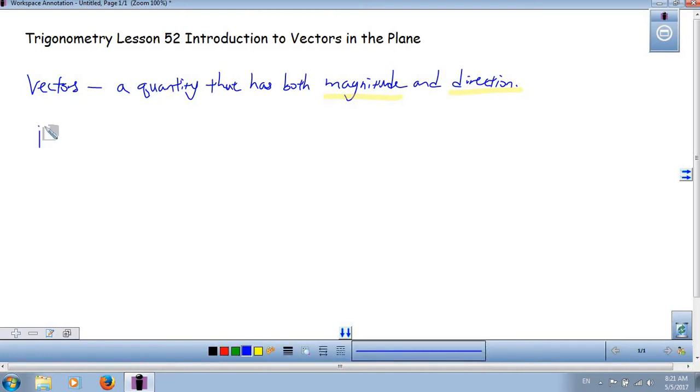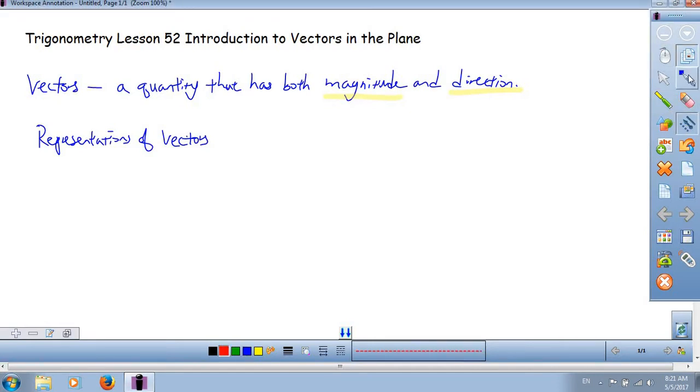Let's go ahead and write it down. Representations of vectors. Now there are several ways to represent vectors. They're graphically and algebraically. Let's take a look at graphically.